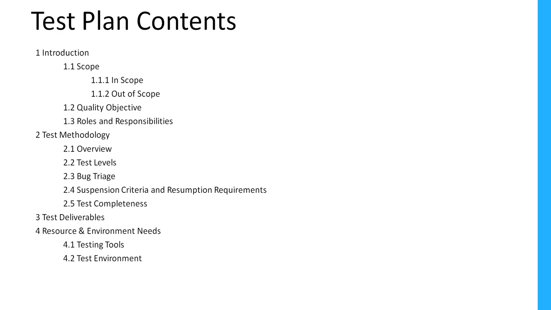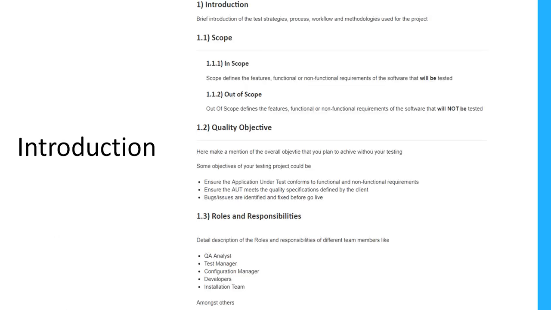Okay, now let us see one by one. So in the introductory section, we give a brief introduction of the test strategies, process, workflow and methodologies used for your project, that we need to mention in the introduction part. So again it is subdivided into multiple portions. Like scope means what are the different features in the scope, what are the features not in the scope. In scope and out of scope we need to clearly define in the test plan itself.